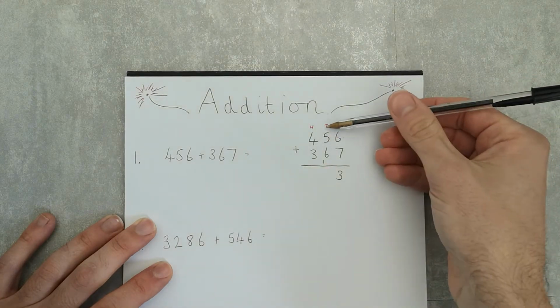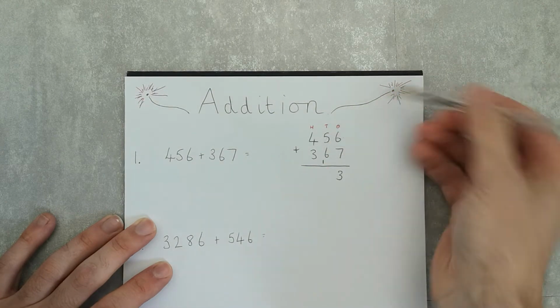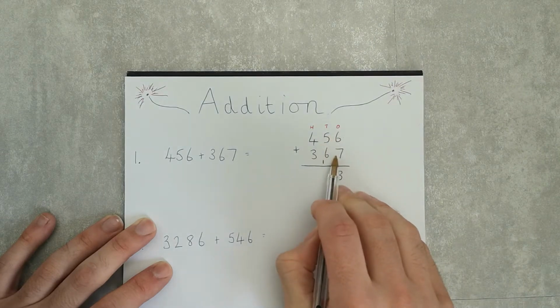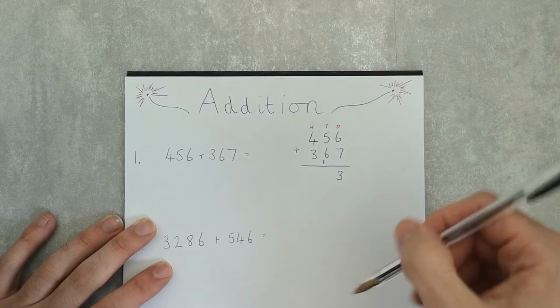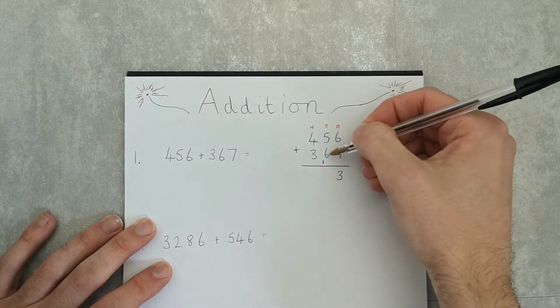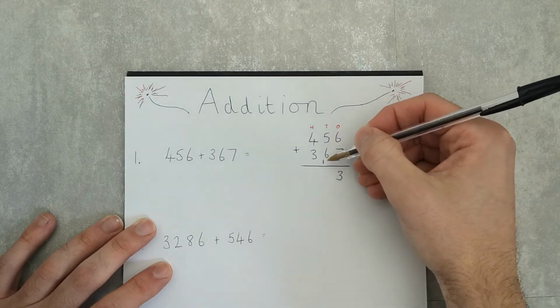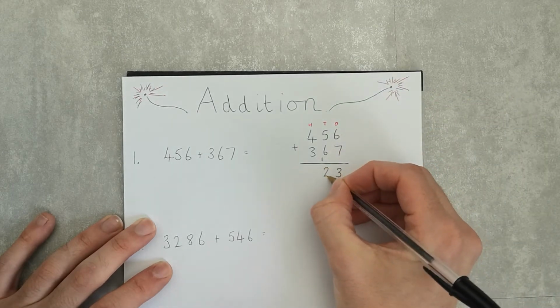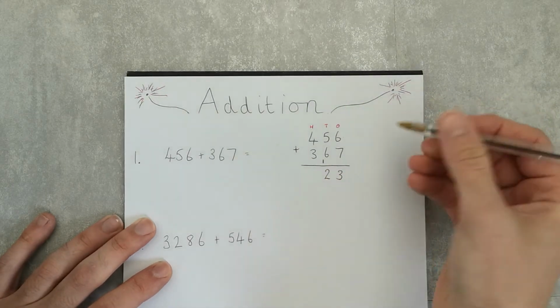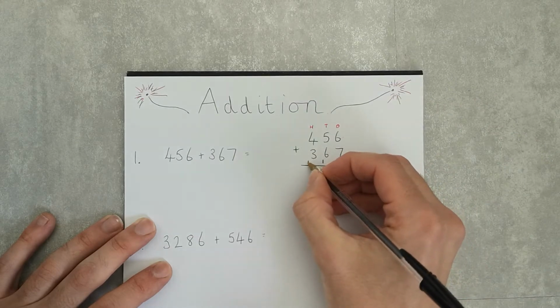Right, next I'm going to add my tens. So 5 add 6, well it would be 50 add 60, but I'm just going to represent it as 5 add 6 for the time being because you know that it's the tens column. So 5 add 6 would give me 11, add the 1 would give me 12. So remember that's 120. So that 100 I've got needs to be carried over to the hundreds column.